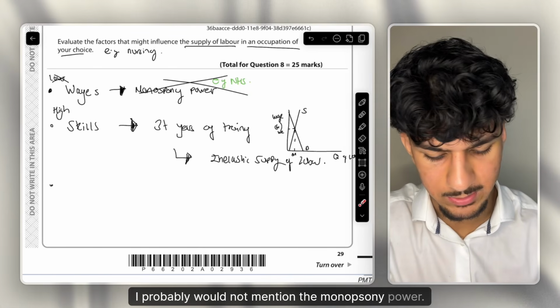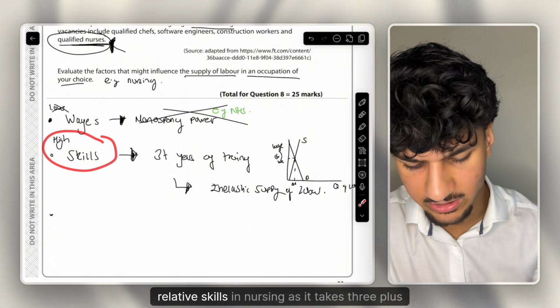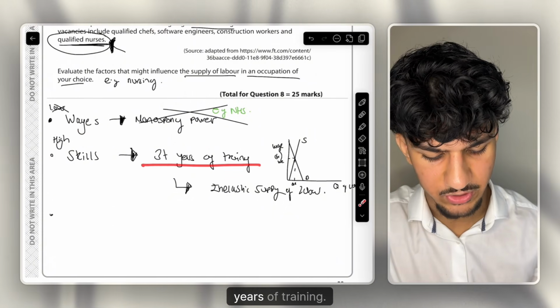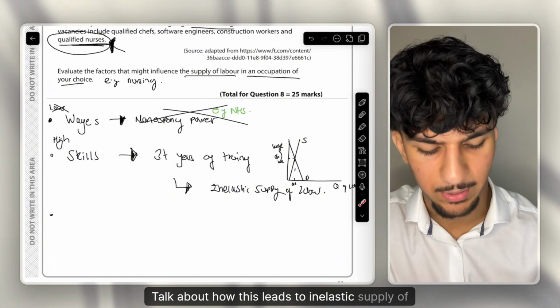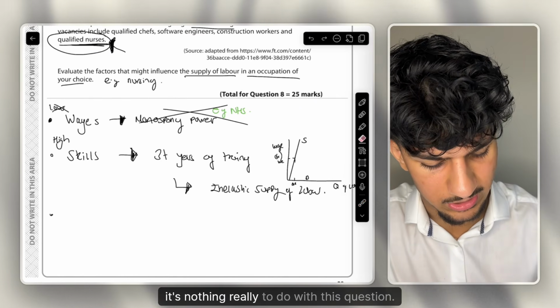I probably would not mention the monopsony power. That is just more to do with that case study. And then for my second paragraph, I would have mentioned the high relative skills in nursing, as it takes 3+ years of training. Talk about how this leads to inelastic supply of labour. I probably wouldn't actually even mention demand, because again, it's nothing really to do with this question.